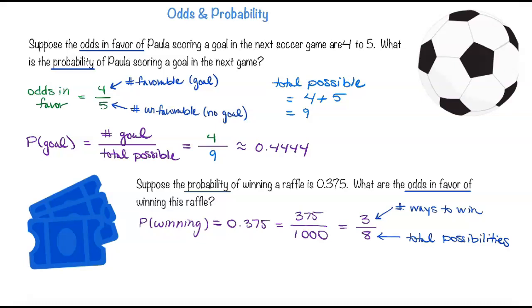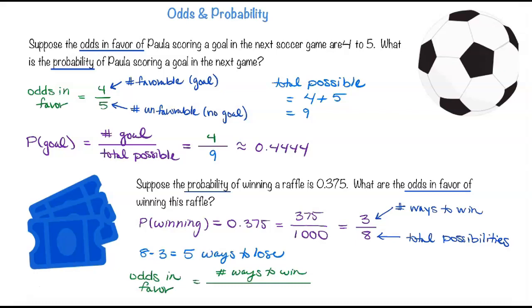If there are 8 total possibilities and 3 of those are ways to win, then that leaves us with 8 minus 3, or 5 ways to lose. Now we can calculate the odds in favor of winning. The numerator is the number of ways to win, and the denominator is the number of ways to lose. This gives us the ratio of 3 to 5. So the odds in favor of winning this raffle are 3 to 5.